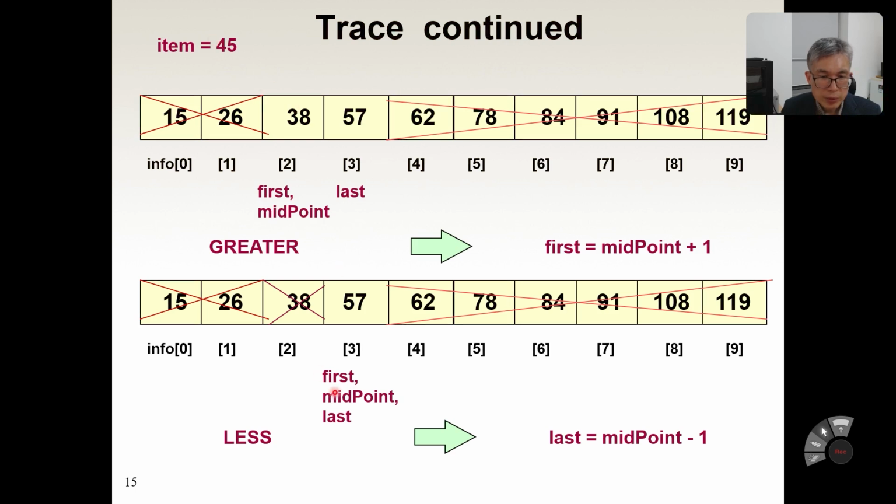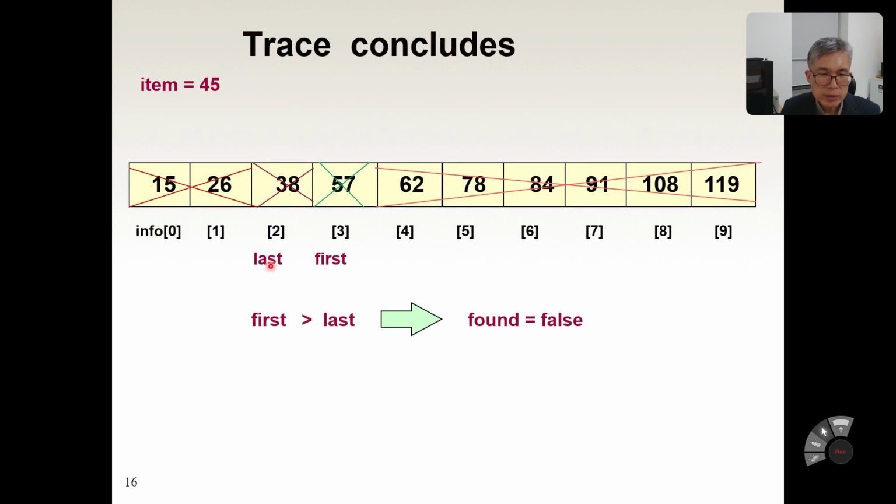And then first, last and midpoint are the same, and actually we have only one element. So 45 and 57 are different. In that case, last becomes midpoint minus 1. So last, this index, is less than the first index, which means we cannot find it, and we conclude our search fails. The boolean variable found is set to false.